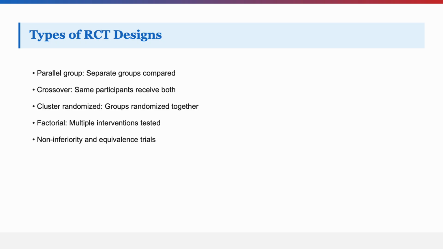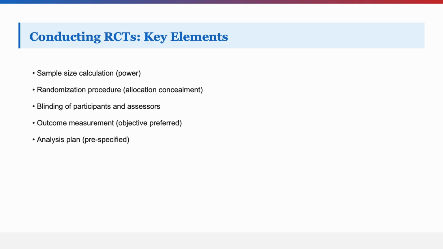Non-inferiority trials test whether a new treatment is not worse than standard treatment by more than a specified margin. Equivalence trials test whether two treatments are essentially the same. These are common for generic drugs and devices. Conducting a rigorous RCT requires attention to several key elements. Sample size calculations determine how many participants are needed to detect a clinically meaningful difference with adequate statistical power. Underpowered trials waste resources and may miss real effects.